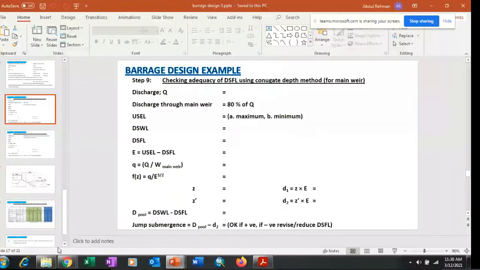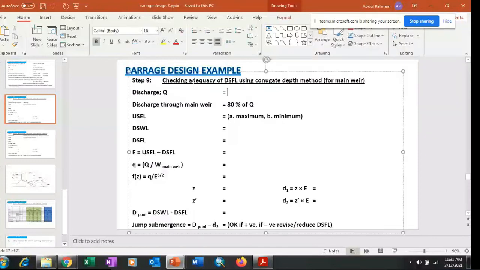Select a value of discharge in the first step. Say 80% is passing through the main weir. Solve first for the maximum value of the upstream energy level, then adopt this method for the minimum value of the upstream water level and upstream energy level. Corresponding to this upstream energy level, find the downstream water level and downstream flow level. E is calculated by the difference of the upstream energy level and the downstream flow level.